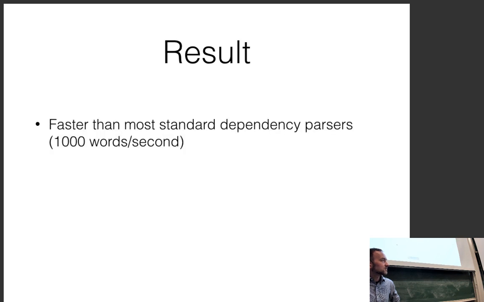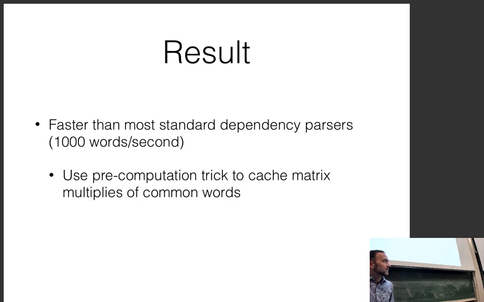The result of doing this was much faster than most standard dependency parsers. The reason was because it's very quick to look up these features and do a matrix multiply over them and then take the cube, as opposed to manually created feature templates where you have to explicitly concatenate things together, etc. So this is able to parse about 1,000 words per second. They also used a pre-computation trick to cache the matrix multiplies of common words. So this is a very nice trick if you want to create something that's very fast.